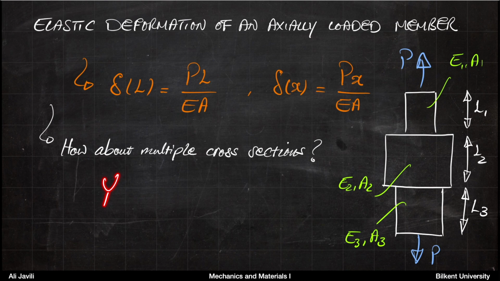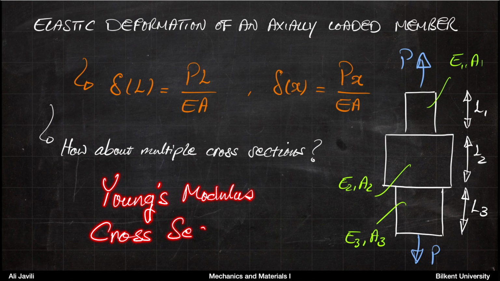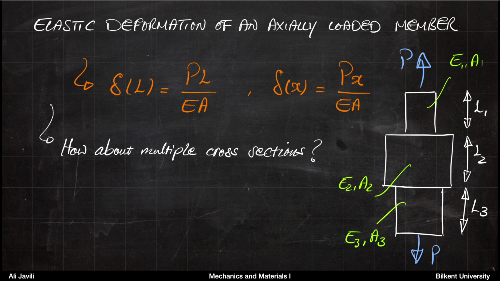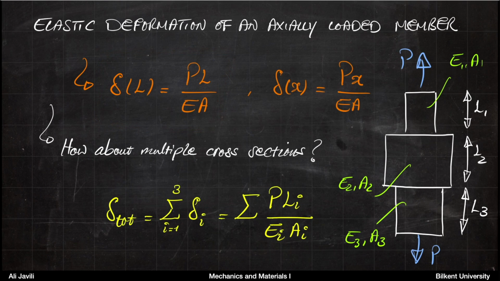So you have different Young's modulus, cross section, and length for each section. But you can imagine that equipped with this form, you can treat each section individually, and you can assume that the total displacement from top to the bottom would be the sum of the displacements for each part.